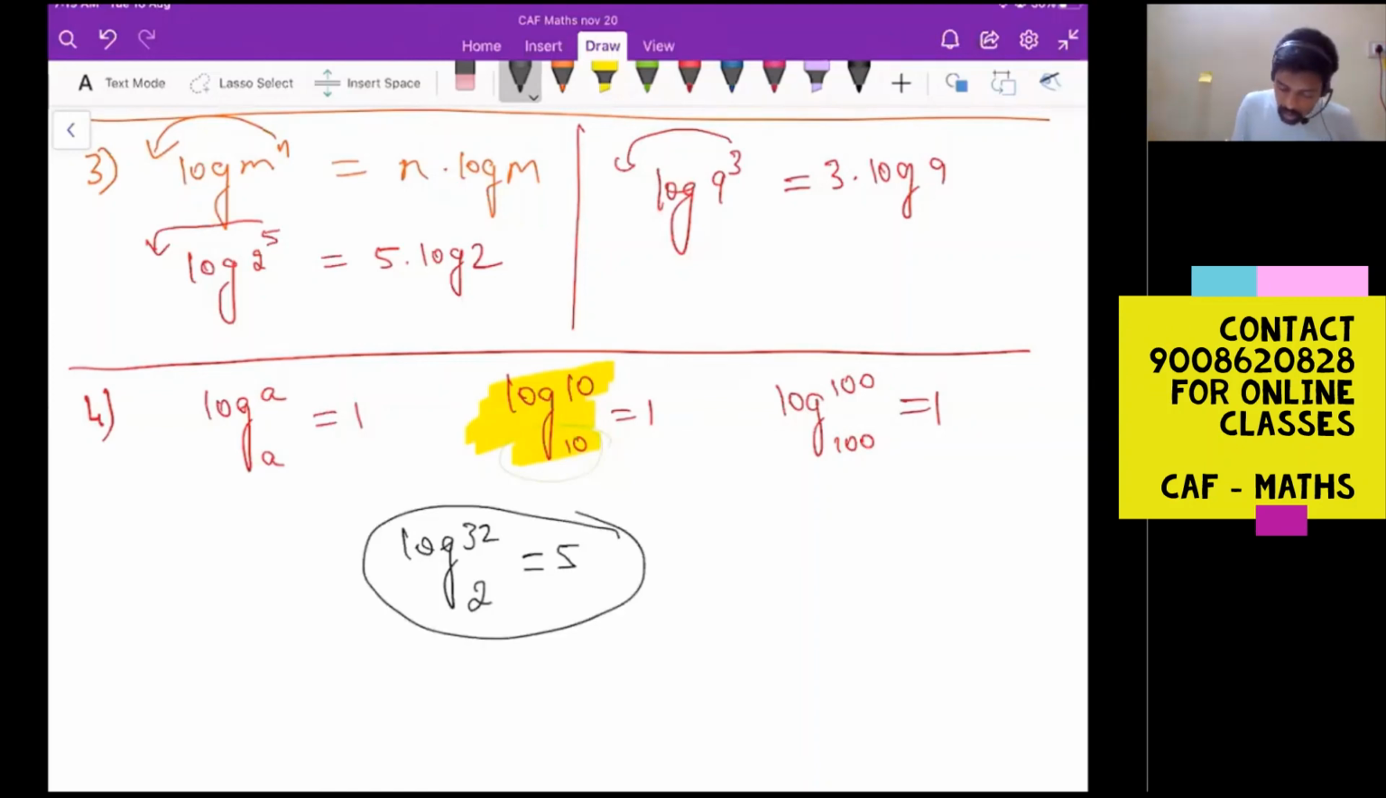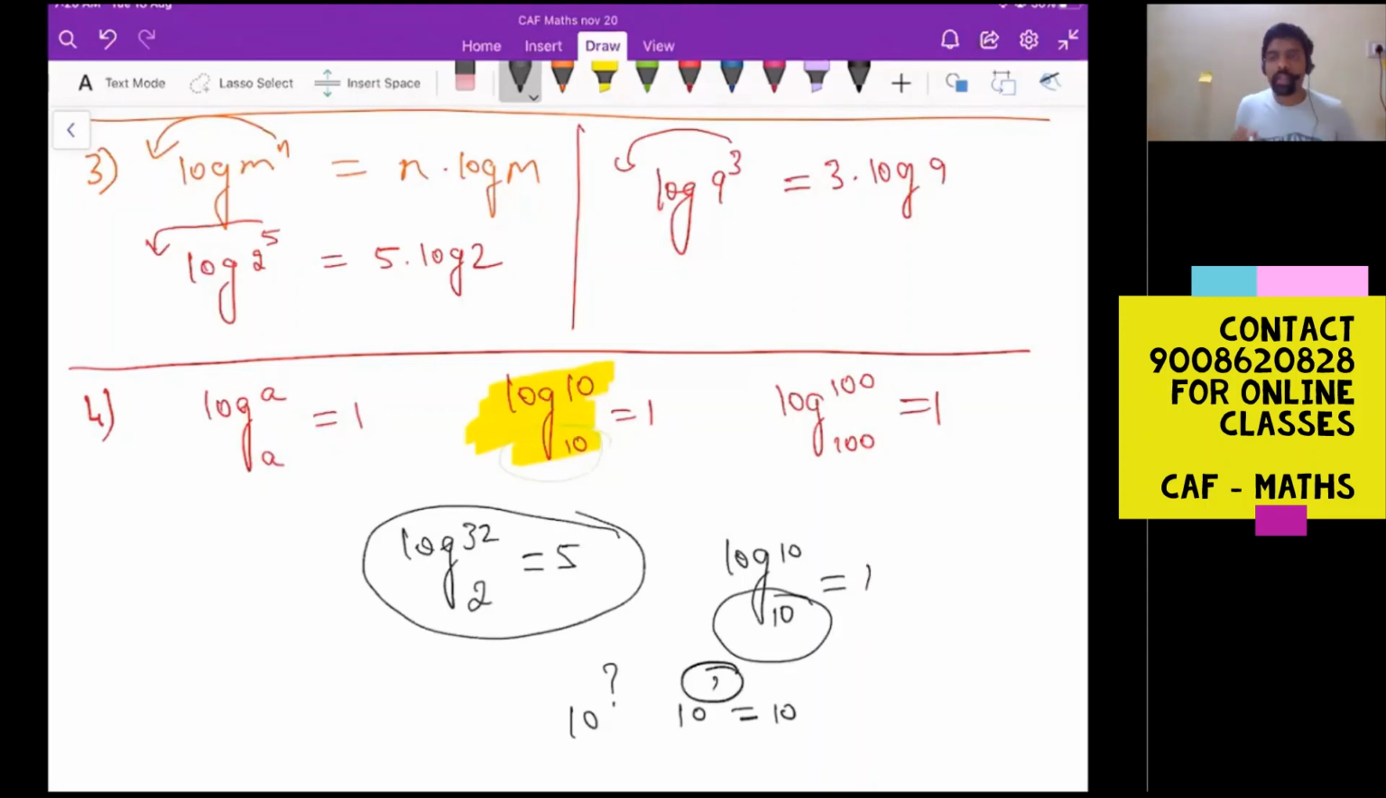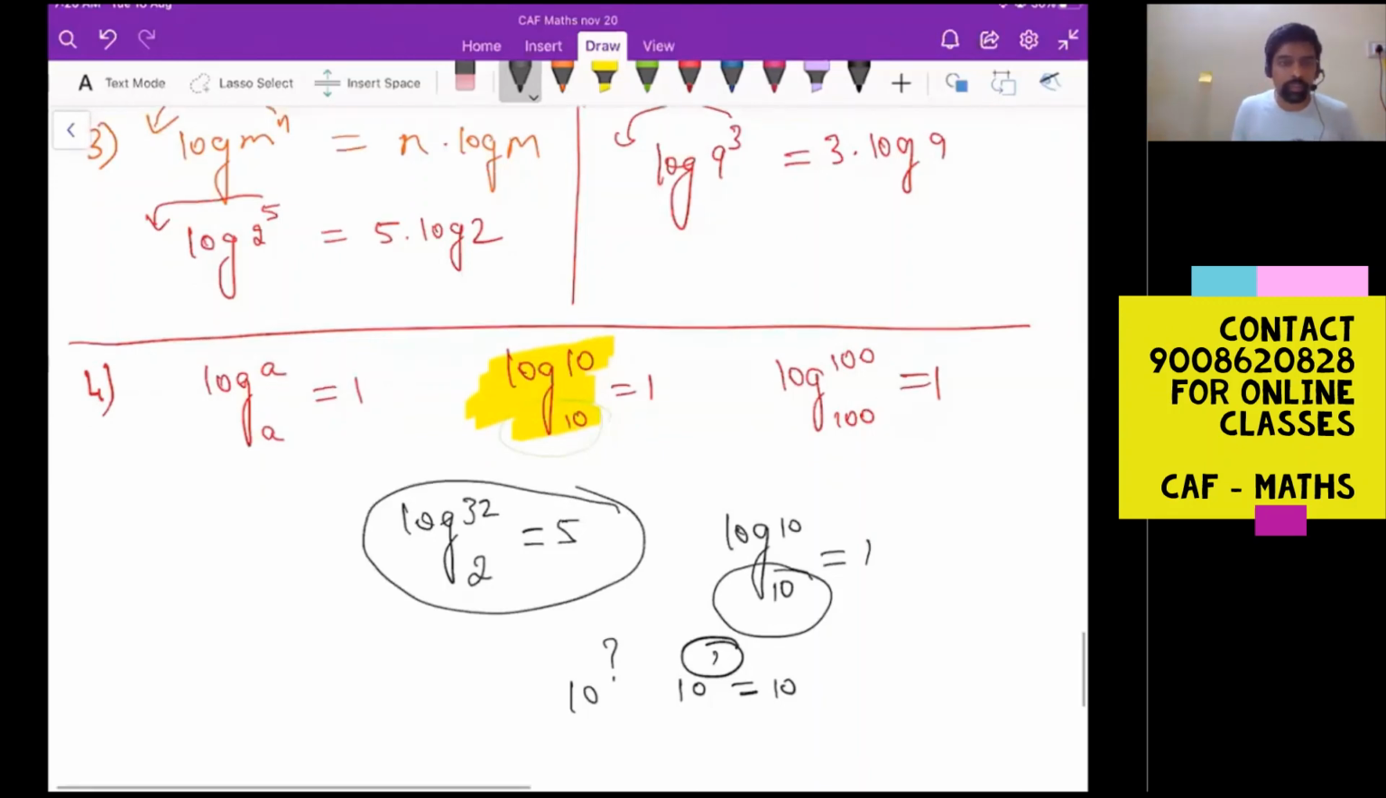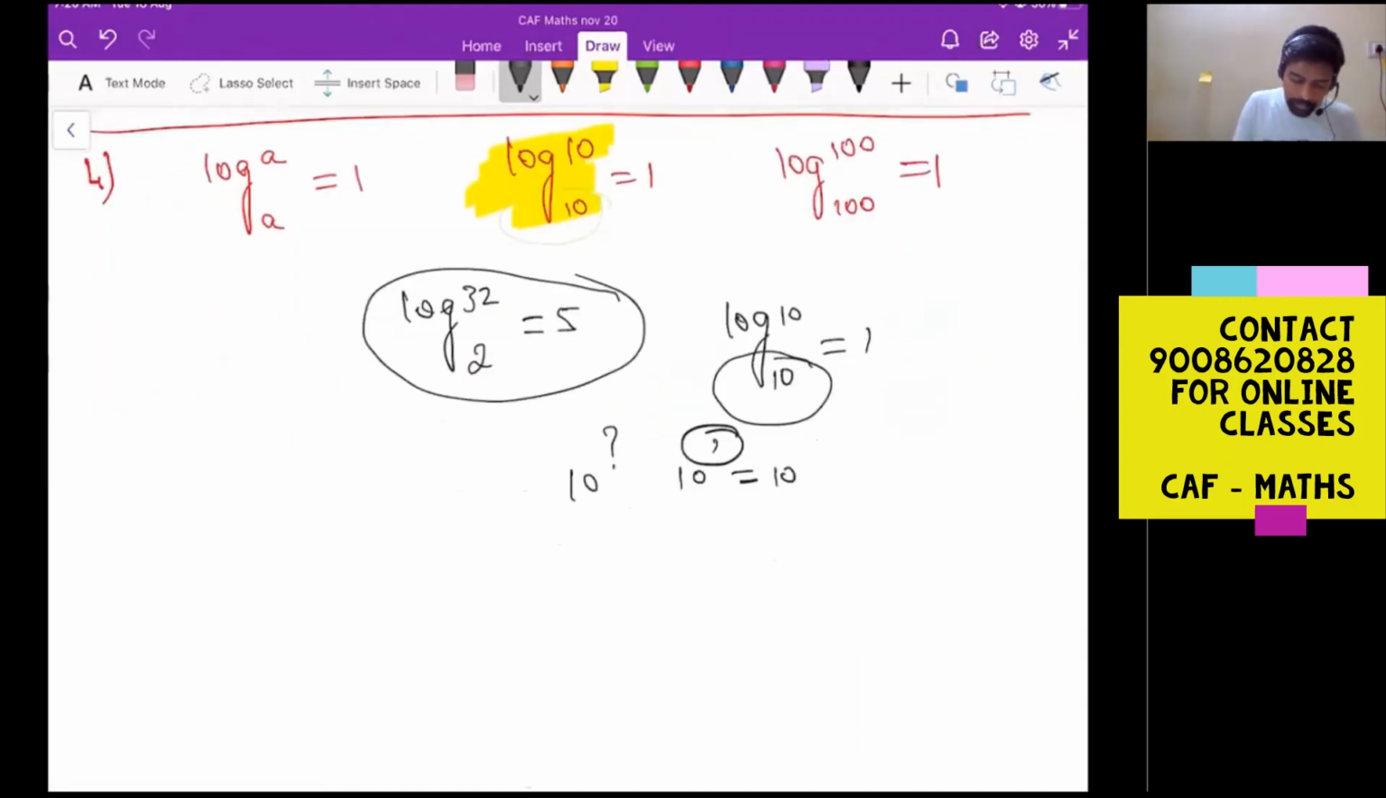Like that, here, log of 10 to the base 10. What should be the exponent for 10 such that the number becomes 10? So it has to be 1, correct? Because 10 to the power 1 is 10. So log of 10 to the base 10 is 1. Log of 100 to the base 100 is 1. Got it? So remember this. When the base and the number are the same, the value will be 1. This is the fourth property.